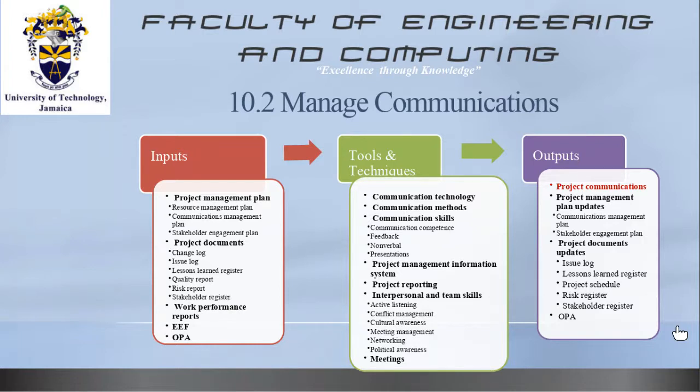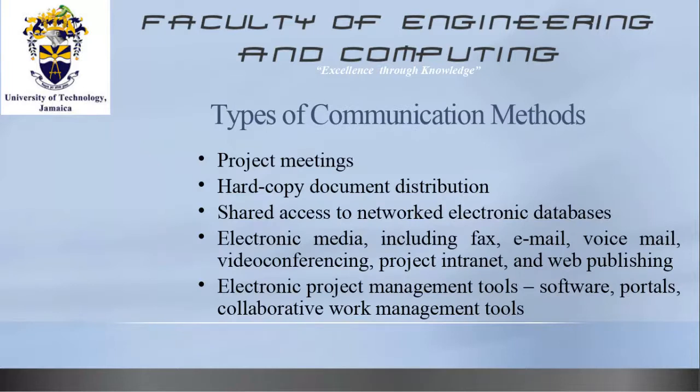And the main output of this process is the project's communications. Not the project's communication plan, but communications itself, because the plan would have been done under 10.1. Right, so we can share information or communicate information through meetings, where we have hard copy documents. We can upload information using technology and create a database where we store the information and give access to individuals via a network electronic system. We can do it by way of electronic media to include fax, email, voicemail, video conferencing, you name it, right? We can also use certain electronic project management tools like software.